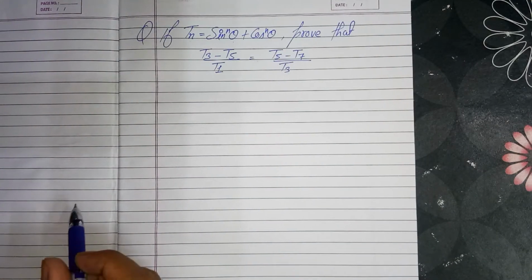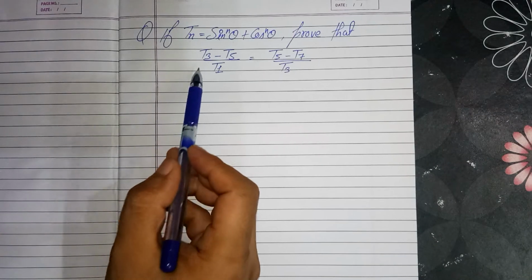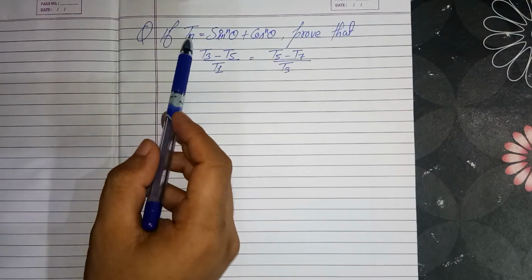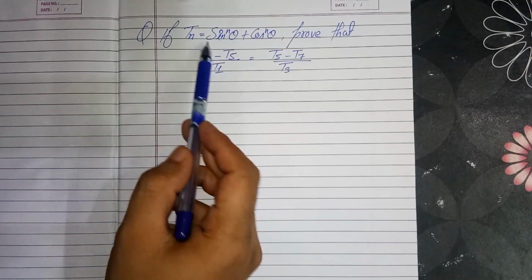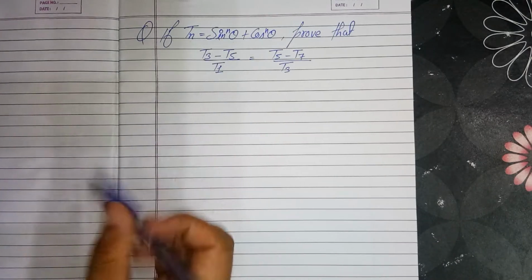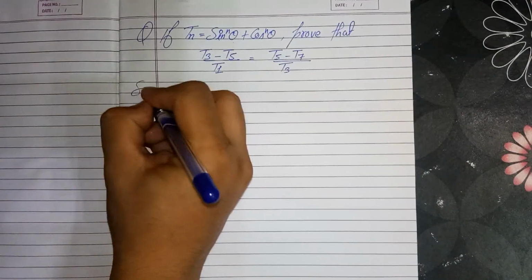In such problems, what we have to do is simply, if we have to find T3, then in place of n put n equals 3, and we will get the value of T3. So let's do it. So this is the solution.